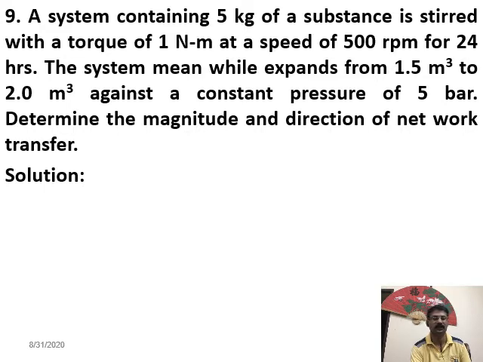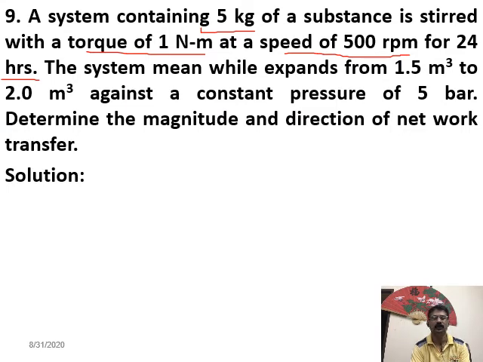Okay, let us analyze this. A system containing 5 kg of the substance, so mass is given, stirred with this torque of 1 Newton meter, speed is 500 rpm for 24 hours. So here time is also given. In the previous problem you found out the time. Now here time is also given, so easily you can find out what energy is supplied into the system.